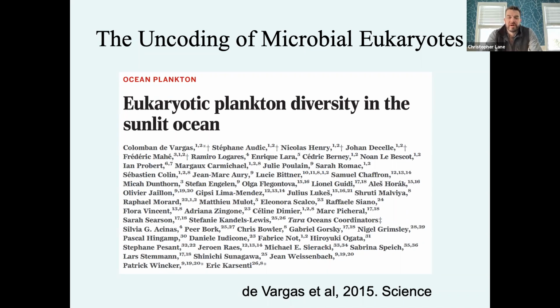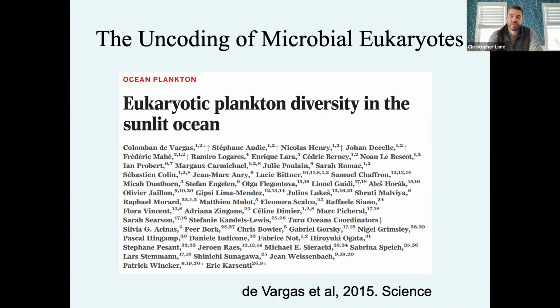I'm here to provide some microbial eukaryotic perspective to this issue of biodiversity and taxonomy in an era where we're understanding biodiversity on a new scale. And I wanted to start off by talking about this paper, Eukaryotic Plankton Diversity in the Sunlit Ocean. This is a paper that looked at biodiversity from the Tara Oceans project. I was not involved with this paper, but it was a landmark in terms of understanding the ocean and the smaller stuff that lives in there that is still eukaryotic.